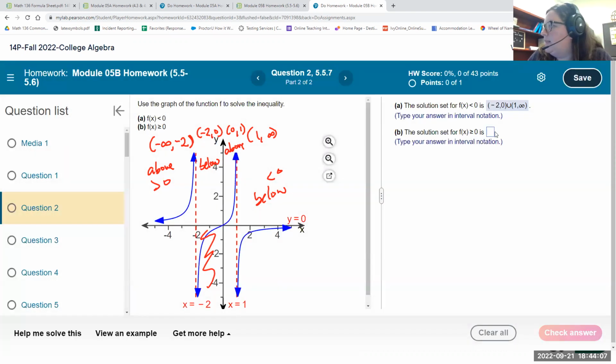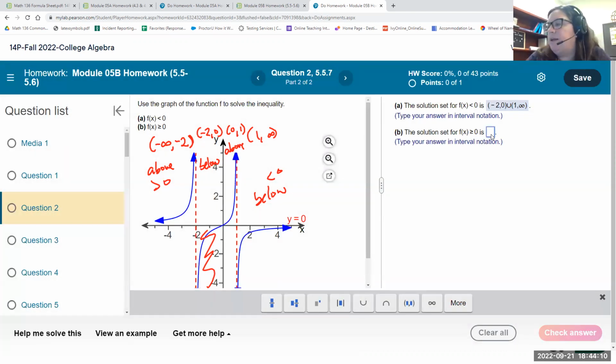For the greater than or equal to, I want the above pieces. So the -∞. The infinity always has parentheses. The -2 was an asymptote. So asymptotes are always going to use parentheses no matter what the inequality is. So union. Then we have the 0 to 1, but the 0 is an actual intercept. So at 0, the graph is in fact equal to 0. So that one does need to be a square bracket because it was greater than or equal to. The 1, again, is an asymptote, so it's going to be a parentheses.